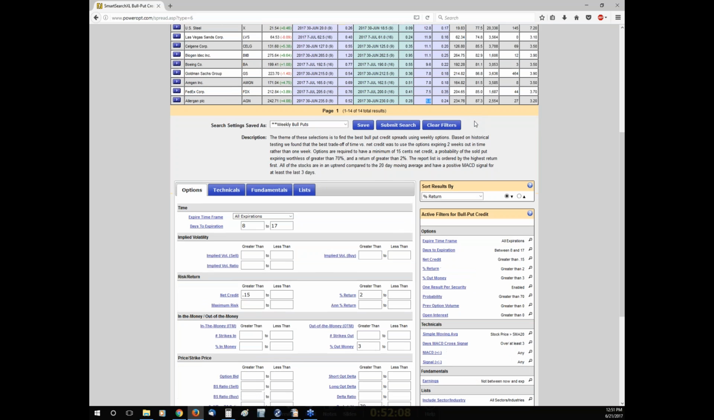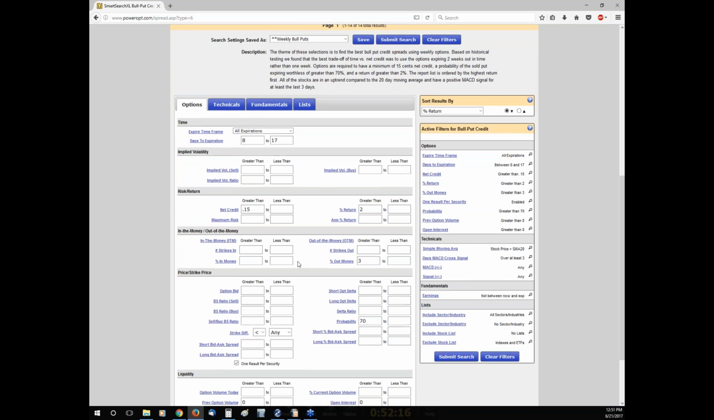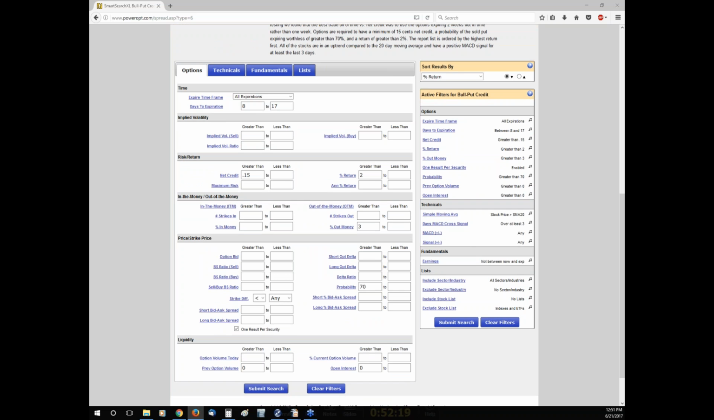Does this match your needs? I don't know, but it's a starting point for weekly bull puts. Now here's a common question I get. Let's take a look at this criteria just for the options to start with. Here we're looking for all expirations, standard and weekly. We've set our time frame to be between 8 and 17 days. Minimum net credit we talked about, minimum return as well. Want to be out of the money for protection and want that probability of 70% or more.